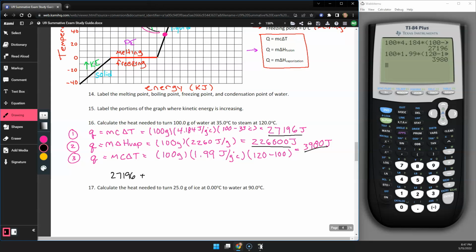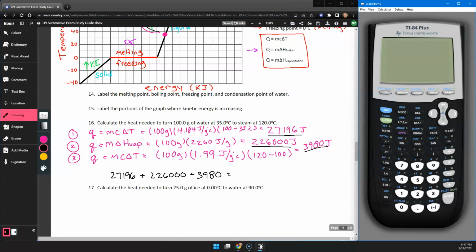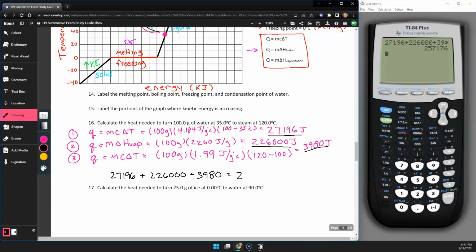27196 plus 226123 plus 3980. We get 257,176 joules. All right.